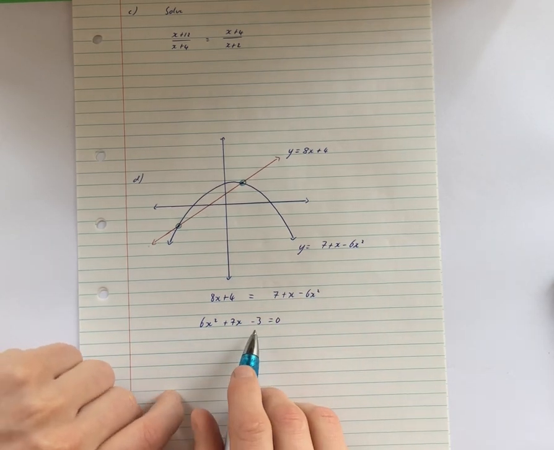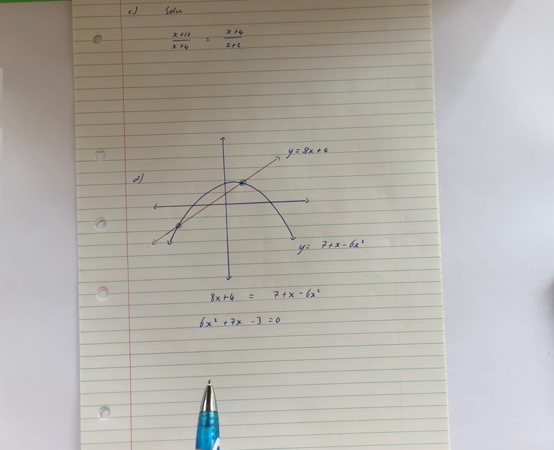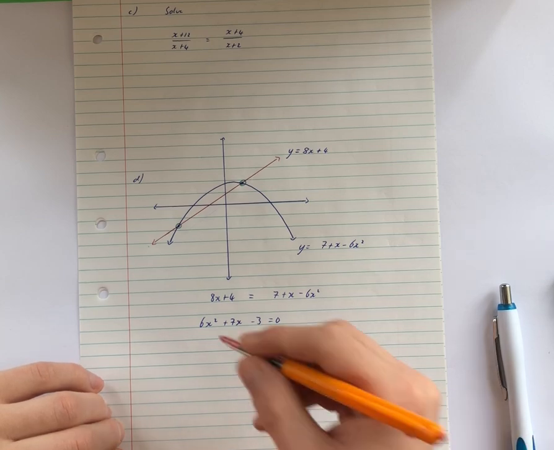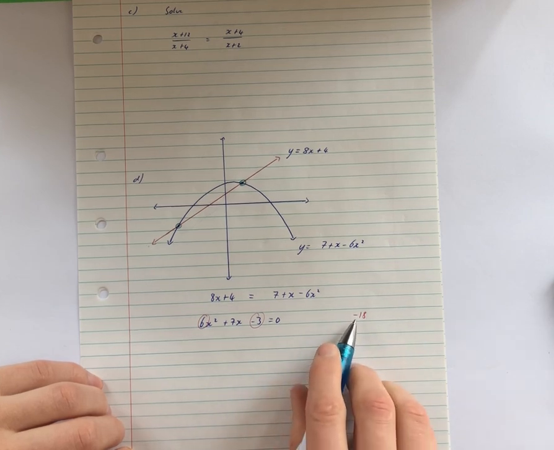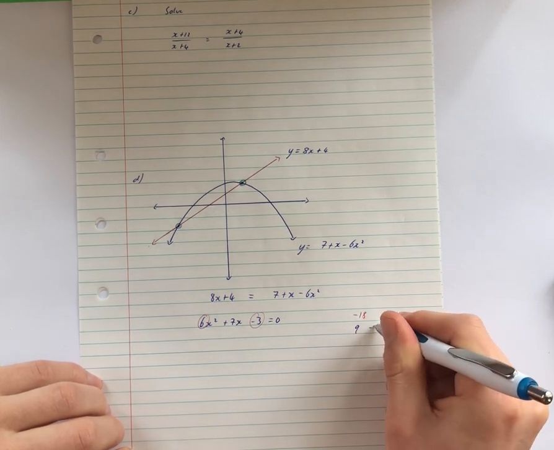Now we have to solve this. Unfortunately, this doesn't have a common factor since 7 is a prime number. So we're going to go back to that trick. First times last, negative 18. Factors of negative 18 that make 7 are 9 and negative 2.